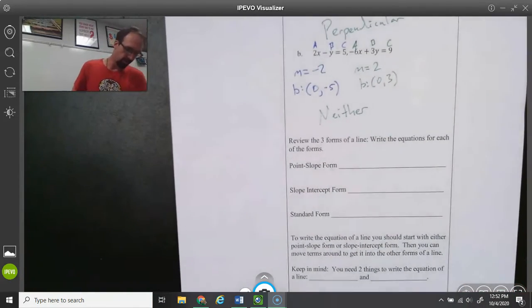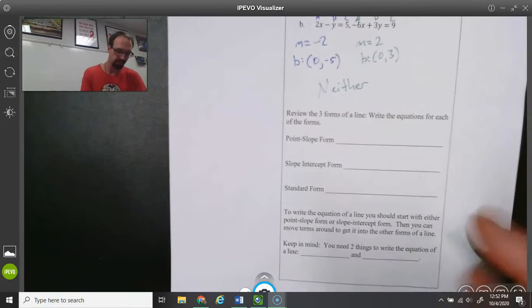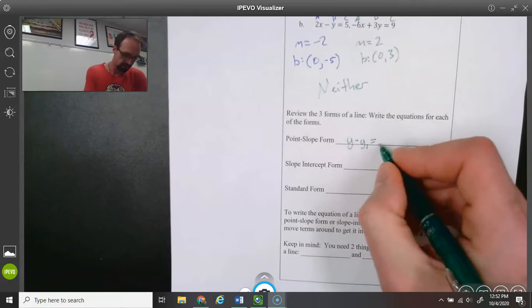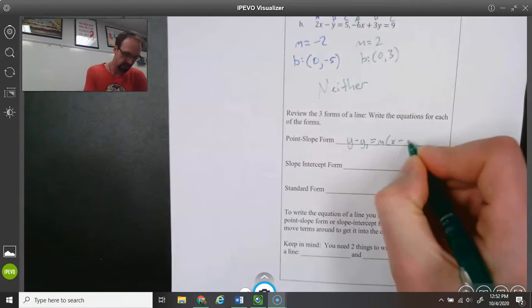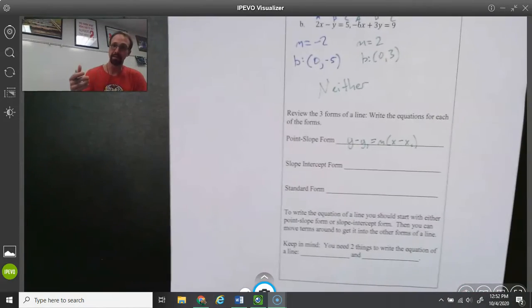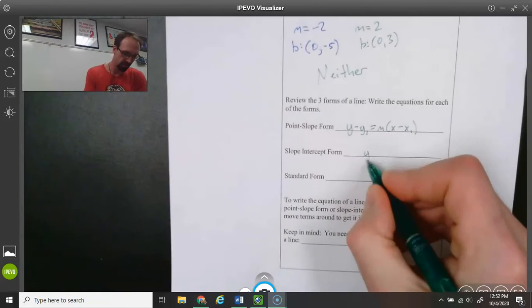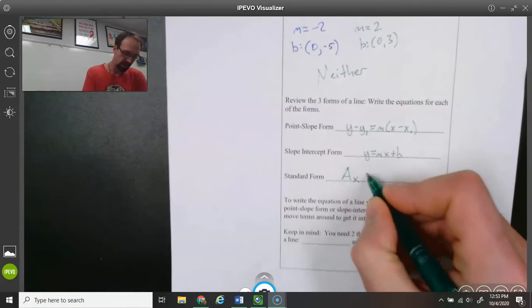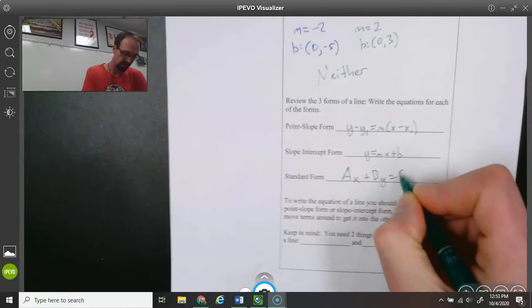Review the three forms of the line, write the equations for each of the forms. Point slope form is y minus y sub 1 equals m times x minus x sub 1. It has a point and the slope. Slope intercept form, y equals mx plus b. And then standard form, capital A x plus capital B y equals capital C.